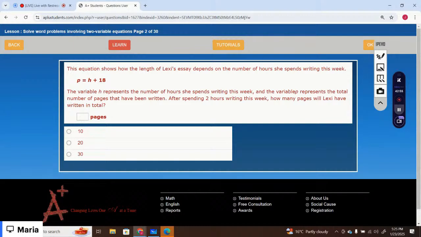This equation shows how the length of Lexi's essay depends on the number of hours she spent writing this week. P equals h plus 18. The variable h represents the number of hours she spent writing this week, and the variable p represents the total number of pages that have been written. After spending 2 hours writing this week, how many pages will Lexi have written in total? So, which is the correct option? You are given 2 hours.